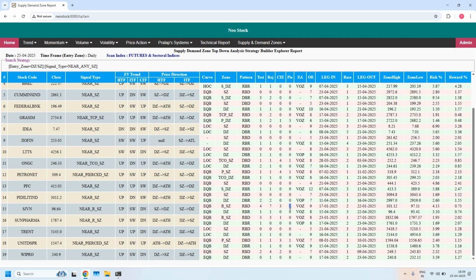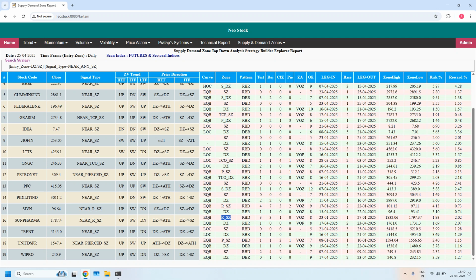SJVN is a pierced zone, we can't use it for HLQ zone strategy. Maybe you can use it for pierced zone strategies. That does not come under HLQ zone strategy category. So Sun Pharma, this is the second one. First one is Grasim, high liquidity zone. Next valid zone is Sun Pharma. That's it. We identified 2 daily high liquidity supply zones from this list.